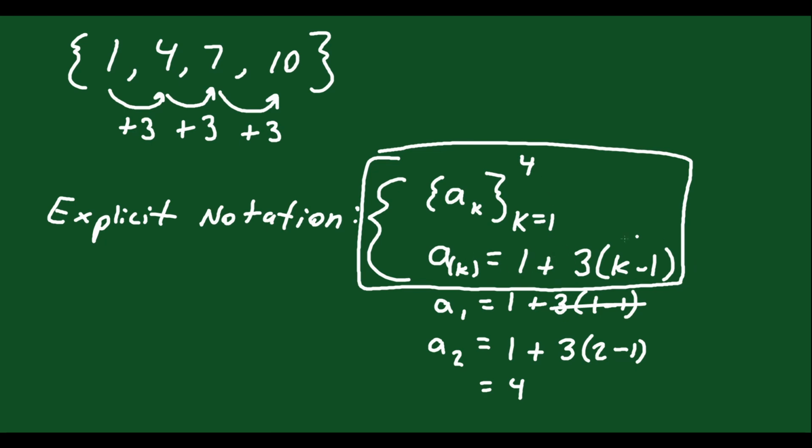And then this here is the formula to get any term in the sequence. So if you want the 3rd term, you plug in 3 for K. If you plug in 4, you get the 4th term. Right? And that's all there is to it. So this is what we call the explicit notation.